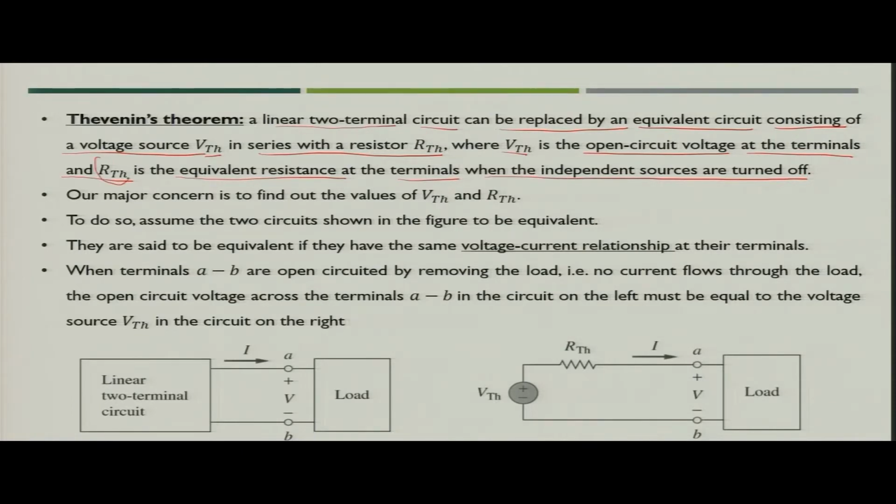When we calculate the value of RTH, we create the equivalent circuit by switching off the independent sources. Switching off an independent source means if you have an independent voltage source, you short circuit it, and if you have an independent current source, you open circuit it. The problem with Thevenin's theorem is that you have to identify the ways in which you will calculate the values of VTH and RTH.